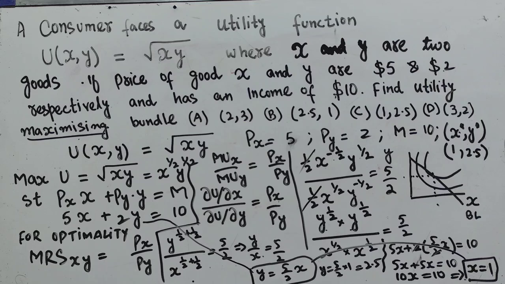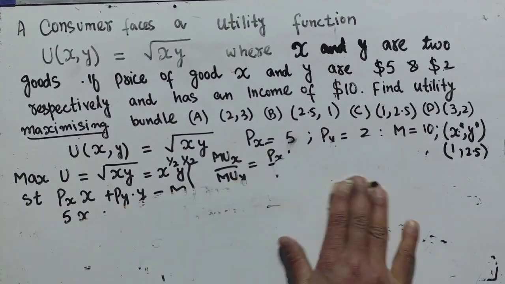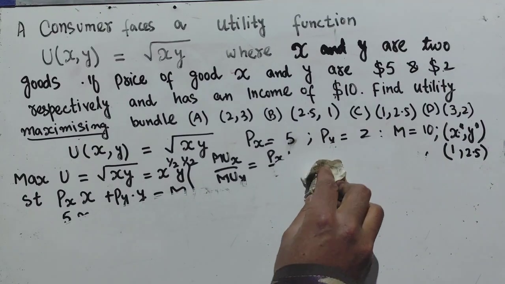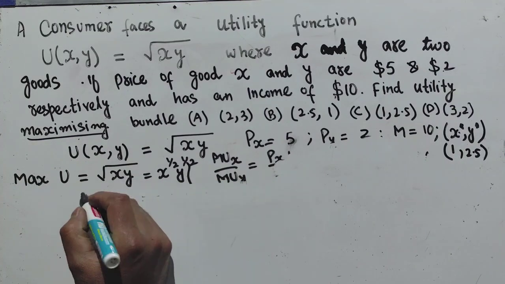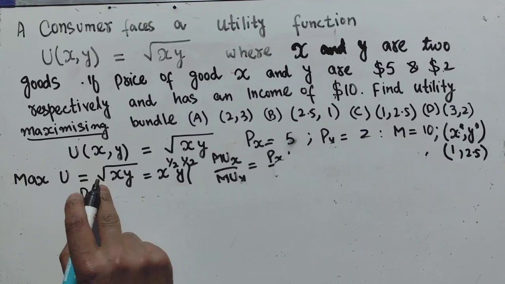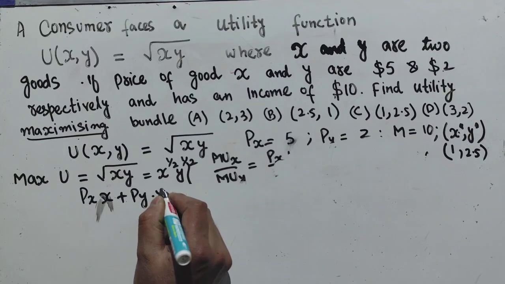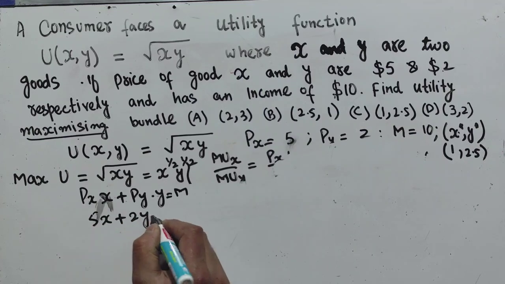Okay, pretty simple. This question can also be solved by using the Lagrange method. Let me show it here briefly. We can solve this question using Lagrange's method also. For that, the utility will remain the same, and our budget constraint, that is the price of x times x plus the price of y times y should be equal to income. Specifically, it will be 5x plus 2y equal to 10.